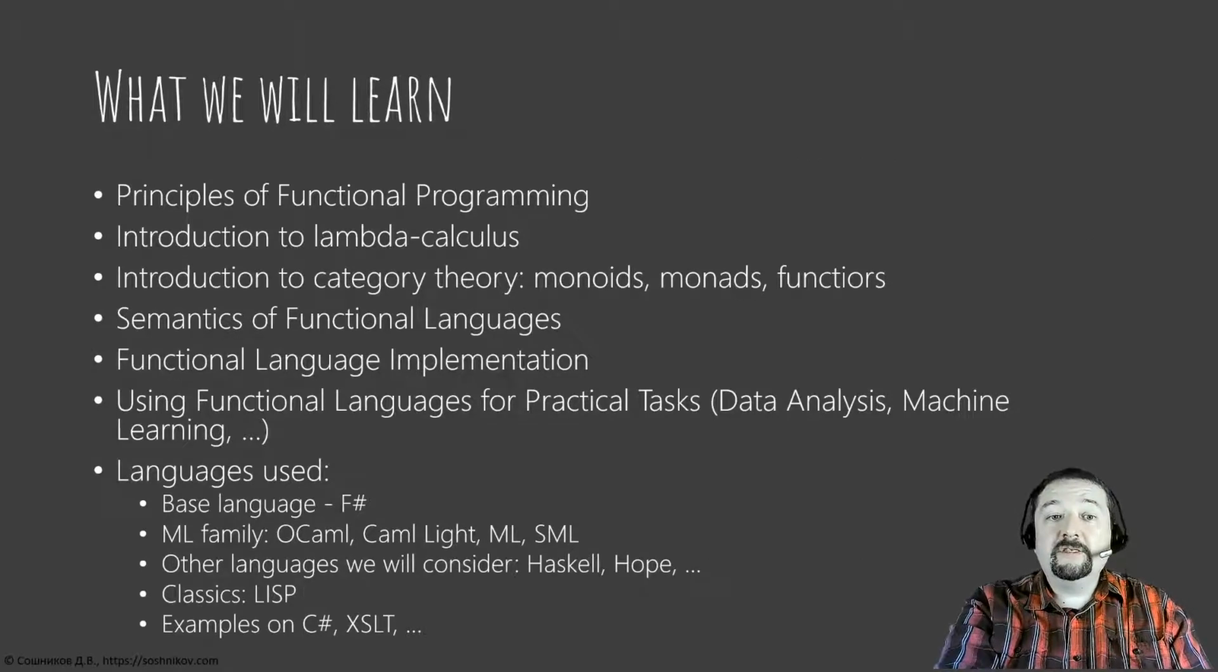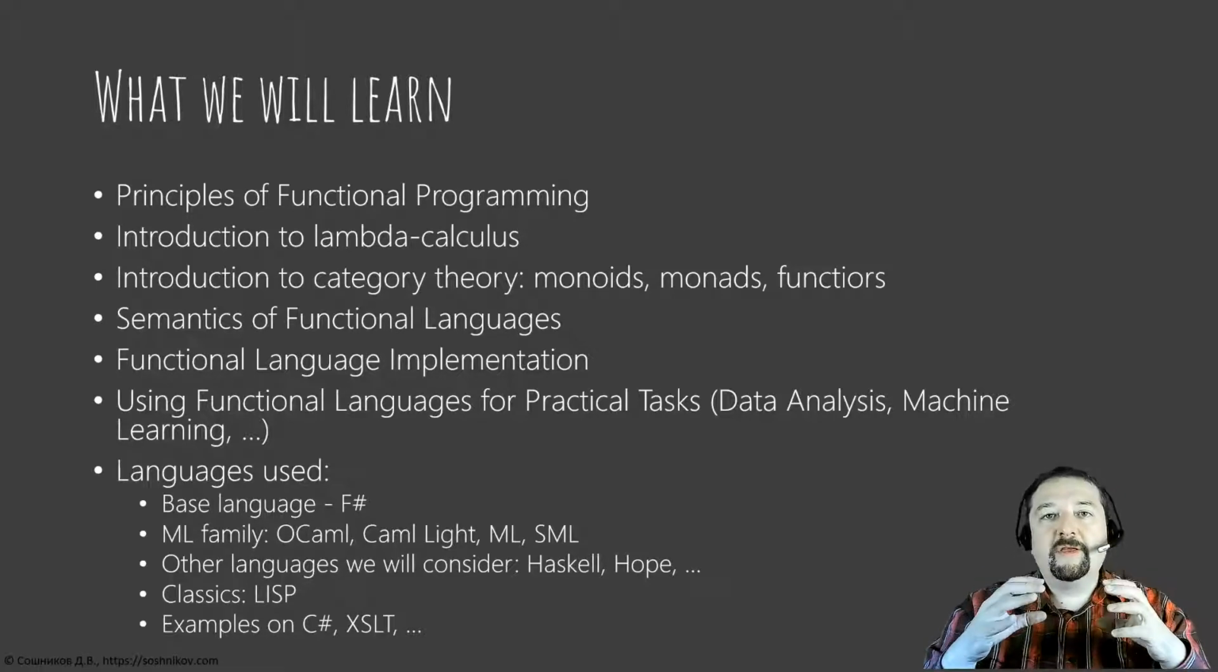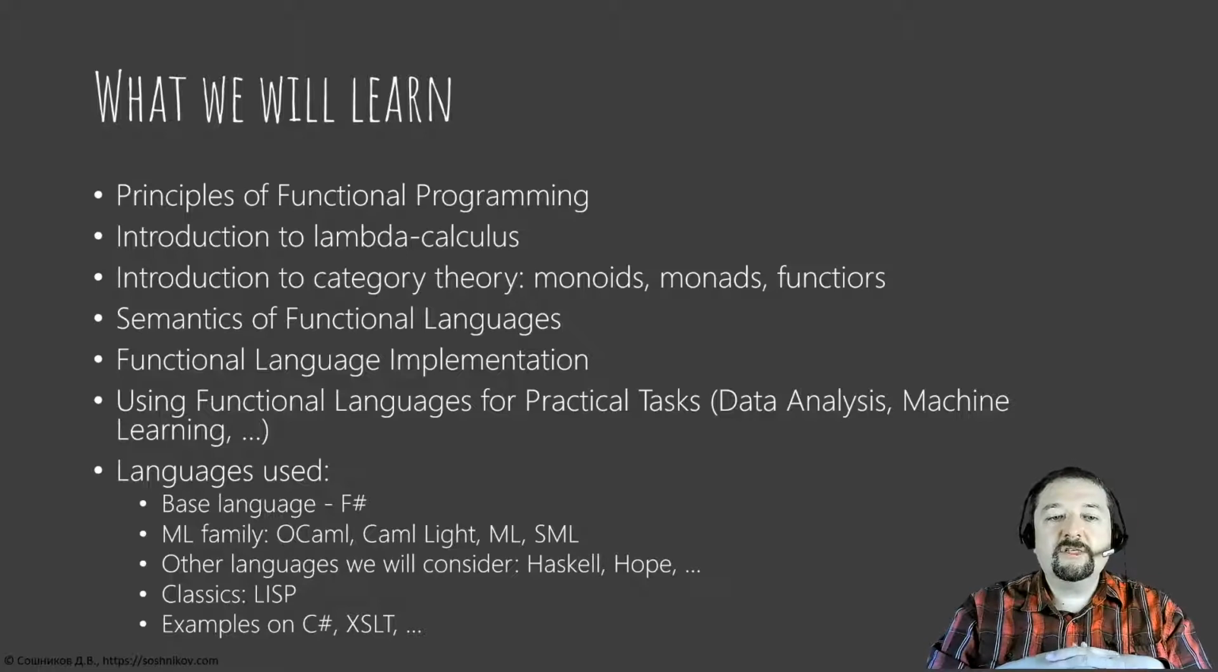What we will learn during this course, we will learn principles of functional programming. We will also touch a little bit on lambda-calculus. I think we have already started that a little bit, but we will go a little bit deeper on the mathematical theory behind it. We will also touch the interesting branch of mathematics called category theory, which allows us to think about programming, about composing systems, in a slightly different way. We'll talk about semantics of programming languages and implementation of functional languages, and of course also consider some practical tasks such as data analysis, machine learning. We'll see a little bit how functional languages can be used for that.